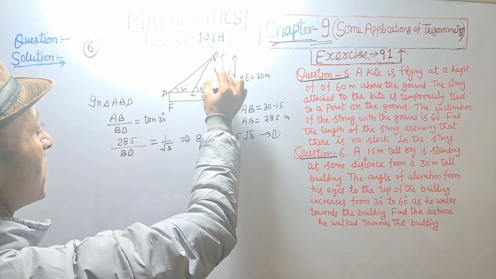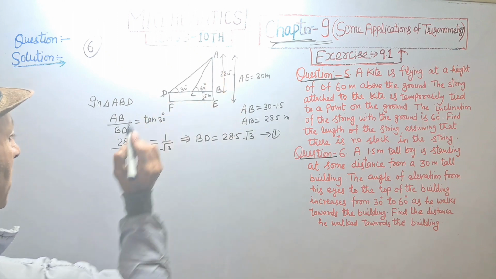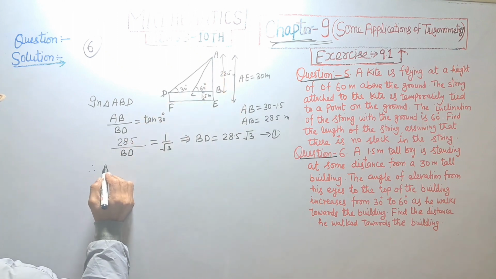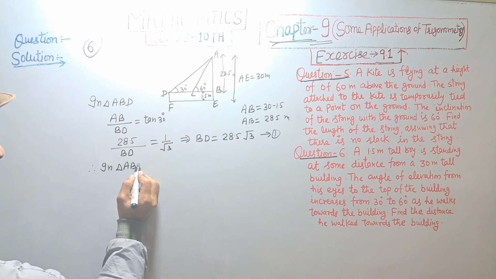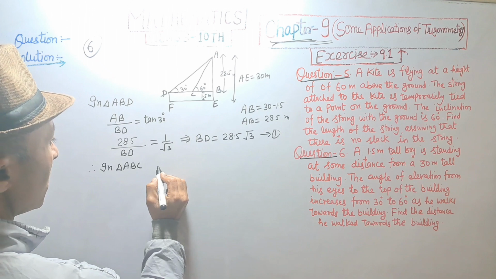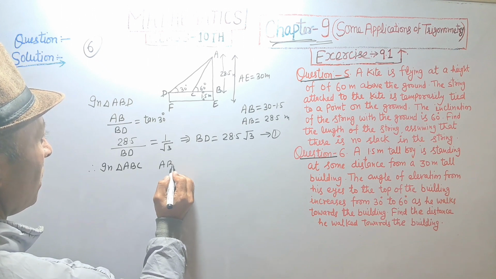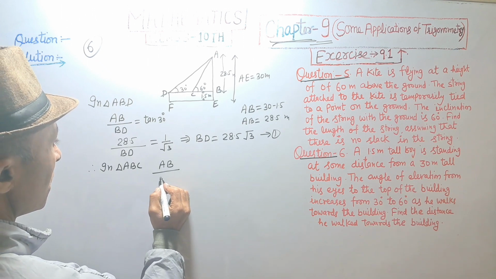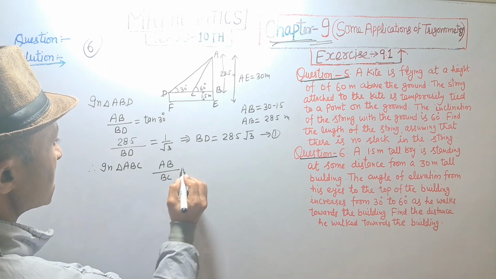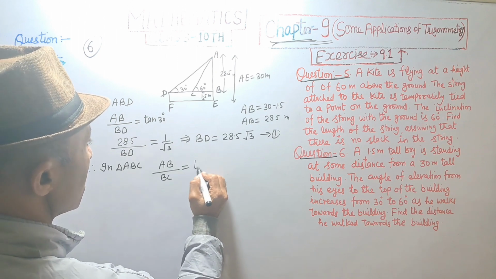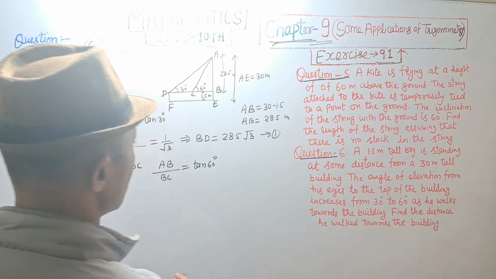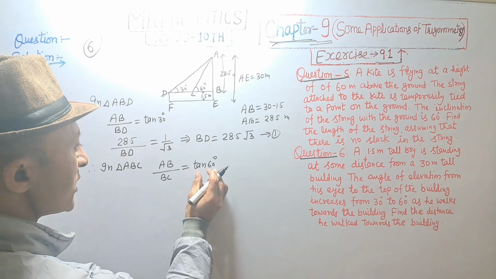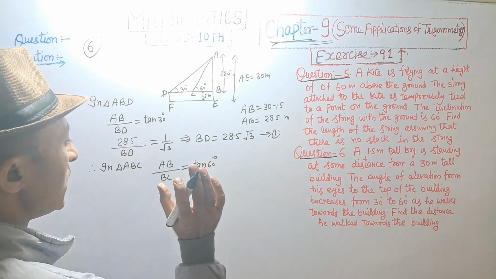And in another triangle ABC, in triangle ABC, AB upon BC is equal to tangent 60 degrees. We know that tangent 60 degrees is equal to root 3.